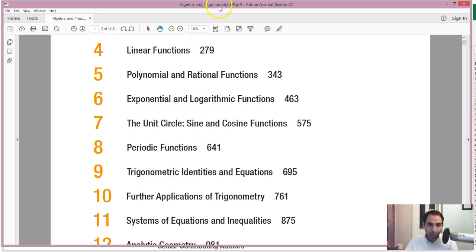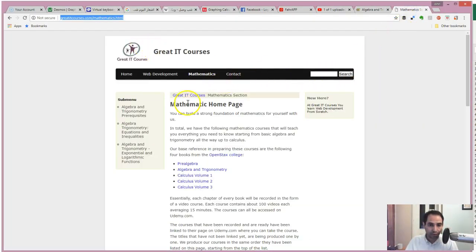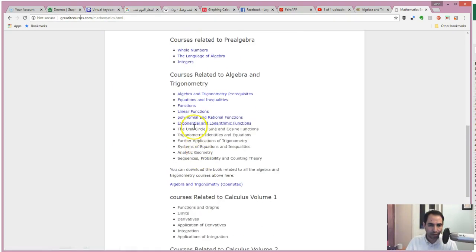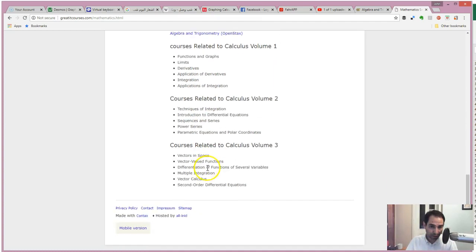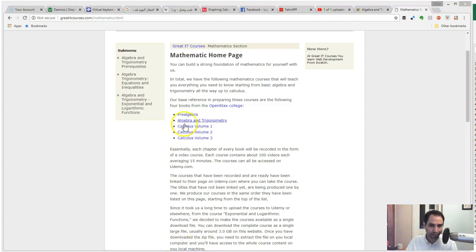And about the other courses, as I said before, you can go to greatitcourses.com/mathematics.html, and we have a full list of all of the courses that we have produced and will produce. This creates a roadmap that covers 1, 2, 3, 4, 5 of these books, like this.